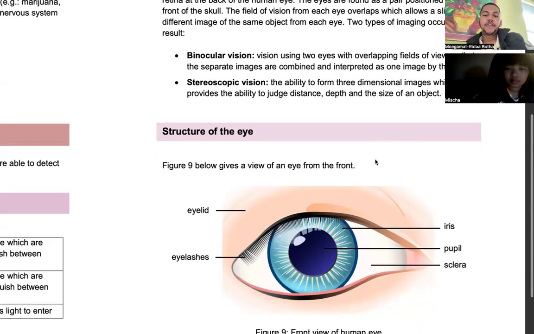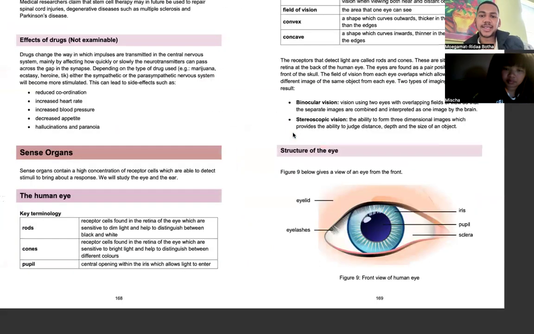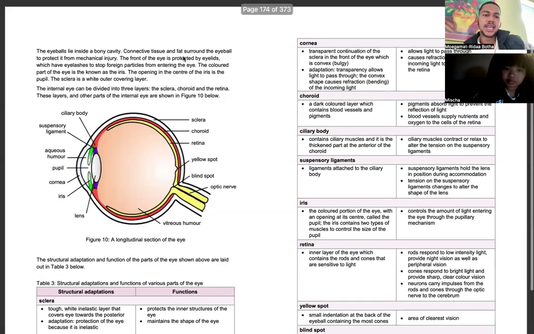Okay, if you look at the structure of the eye, this is your eyelid, and you have your eyelashes. Then the white is called the sclera. This is the iris, and then here you get your pupil. Light enters the eye through the pupil. But we're going to discuss the functions now.